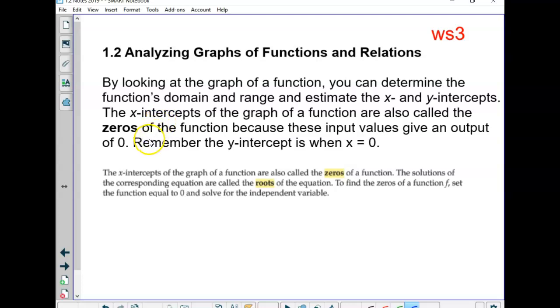We did that in the calculator, right? Some finding of zeros. When you put those in the function, they should come out 0. Remember, the y-intercept is when x equals 0. Okay?